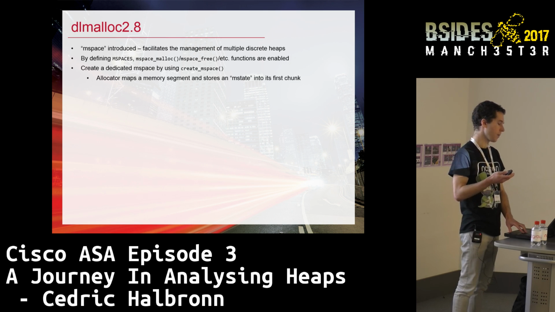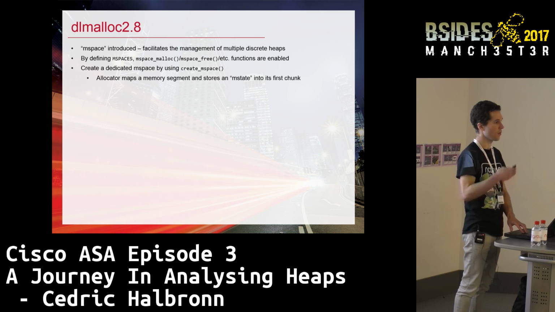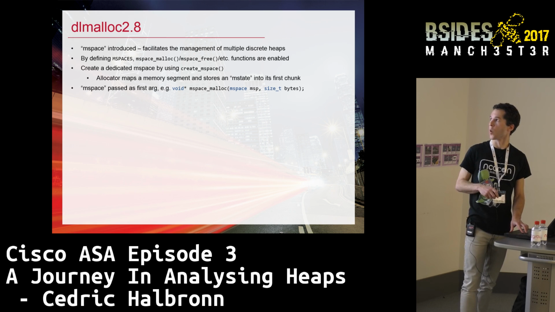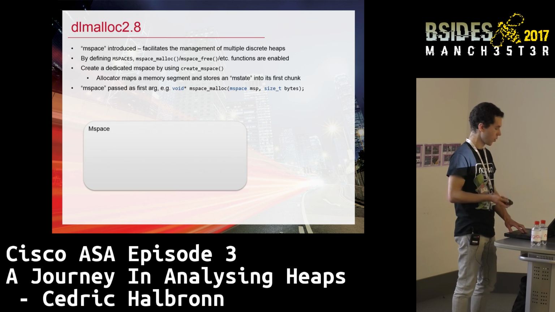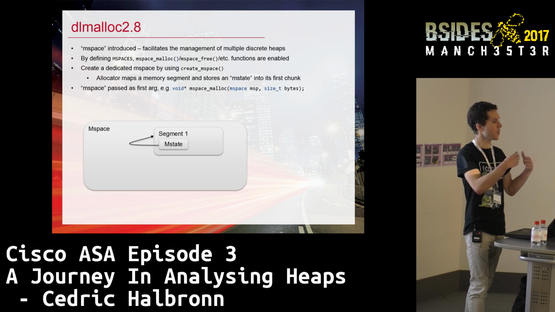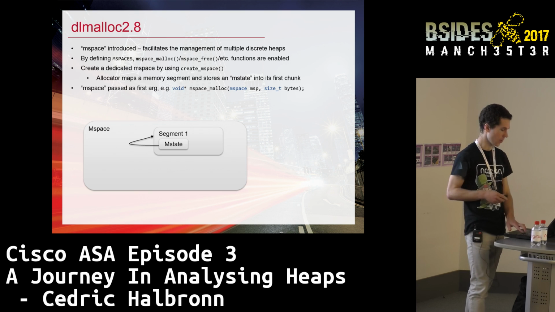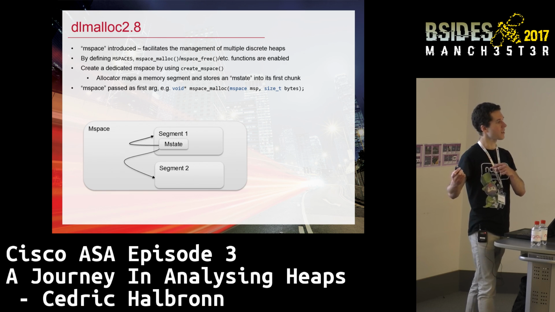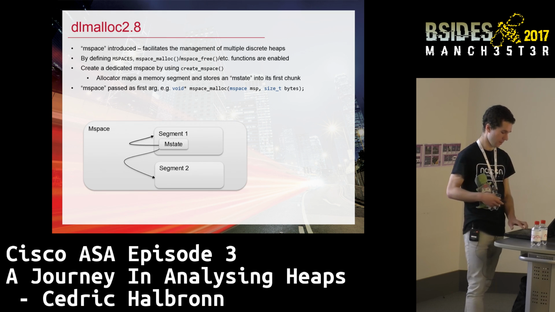and the allocator maps a memory segment and stores the M state in the first chunk of the mspace. So this is how it looks when you call mspace malloc. You have your mspace, you have your segment inside the mspace, and the M state structure that we saw earlier, which is just here to track things, is in the first segment. It's not really useful from an exploitation point of view, but it's useful to know where to find things because we want to build tools to analyze the heap.